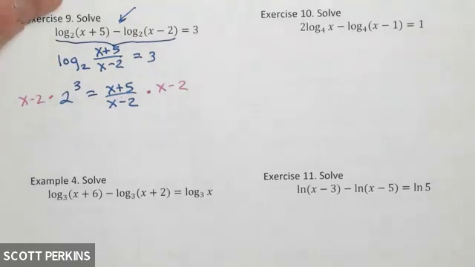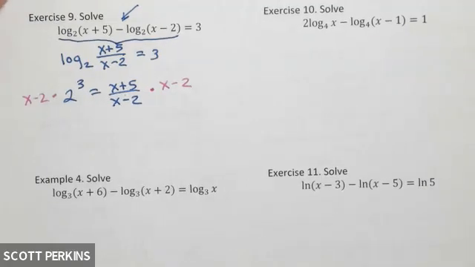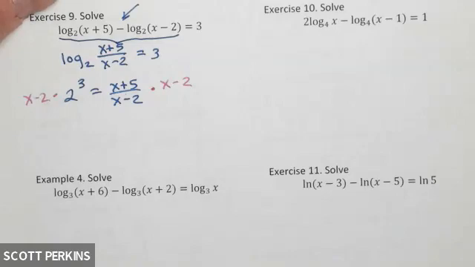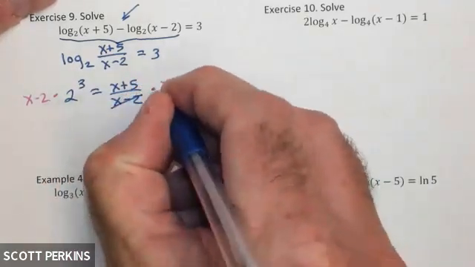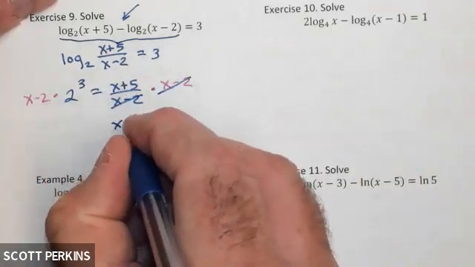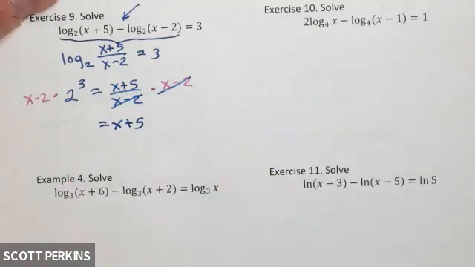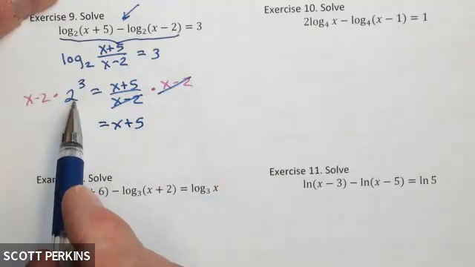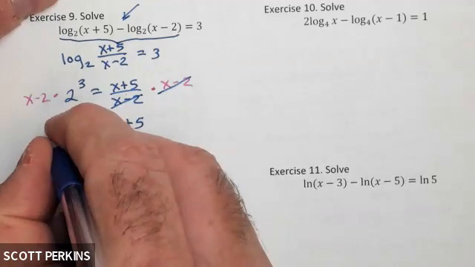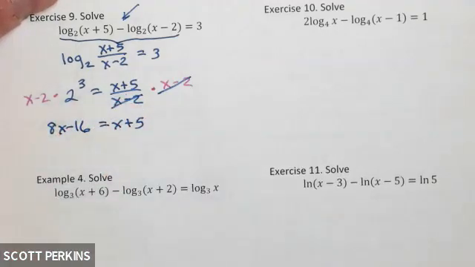The reason we do that, remember, is we're clearing that fraction. We don't want the denominator because it's gross and ugly and we don't know what to do with it. So we're just going to get rid of it. So on the right side, the x minus 2's cancel and I have x plus 5. On the other side, I have x minus 2 times 8, which becomes 8x minus 16.